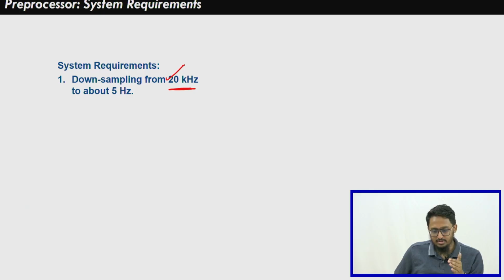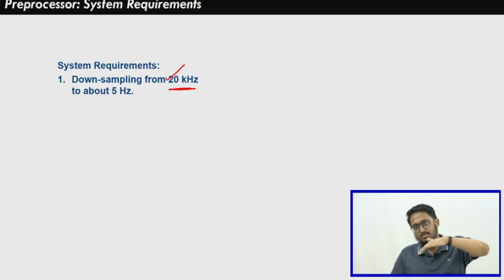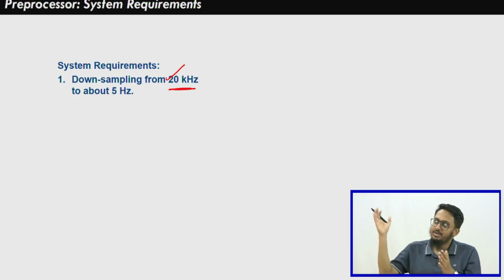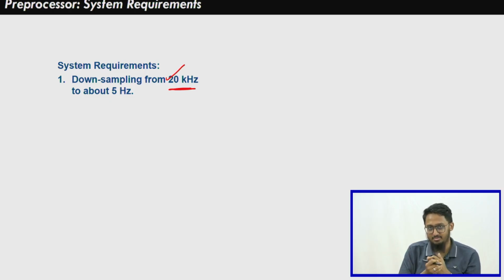Now, for pH, the signal is changing very slowly. Bandwidth tells us, just to give you a background, how fast a signal is changing with respect to time. If a signal is changing very fast, then we say that it is a high frequency signal. If the signal is slowly changing, then we call it a low frequency signal. For example, the AC power supply is 50 hertz. That means the signal is changing 50 times in 1 second.